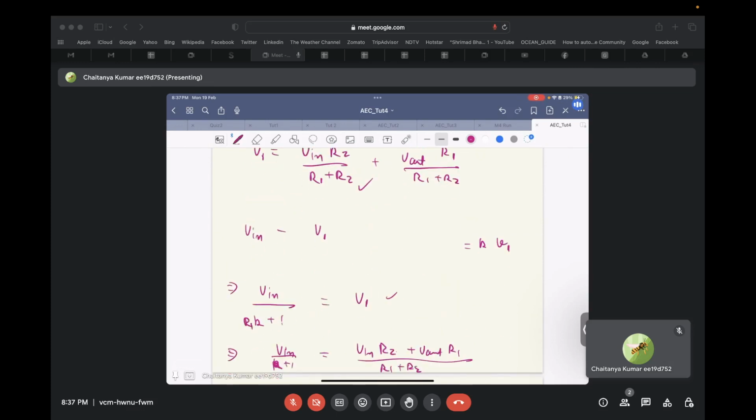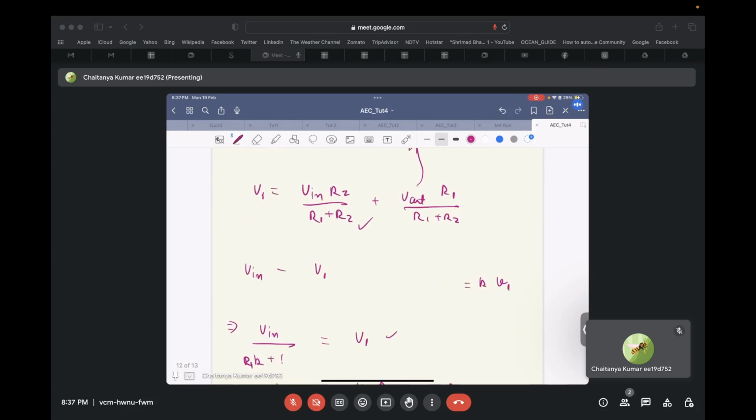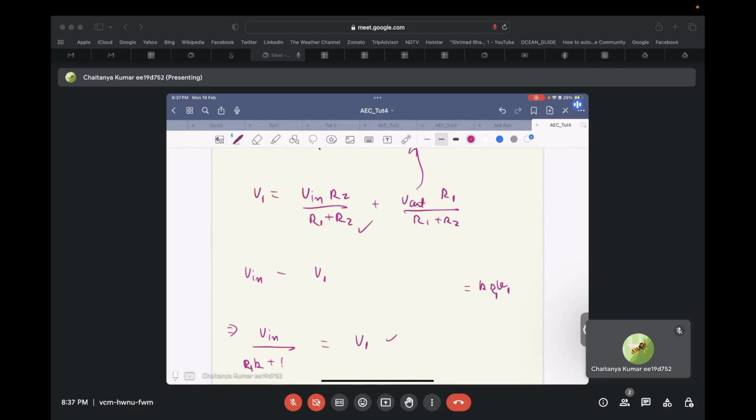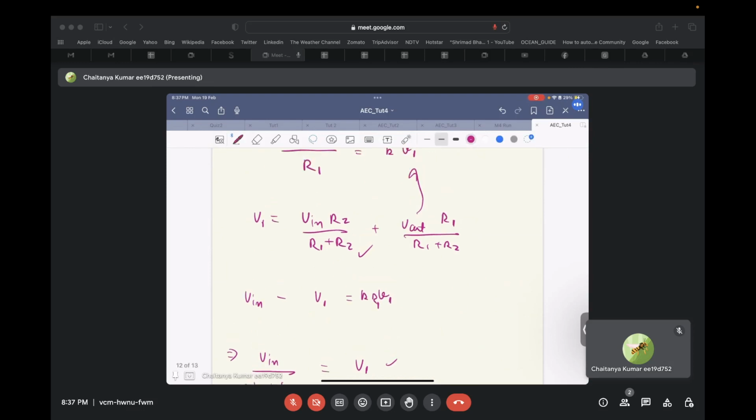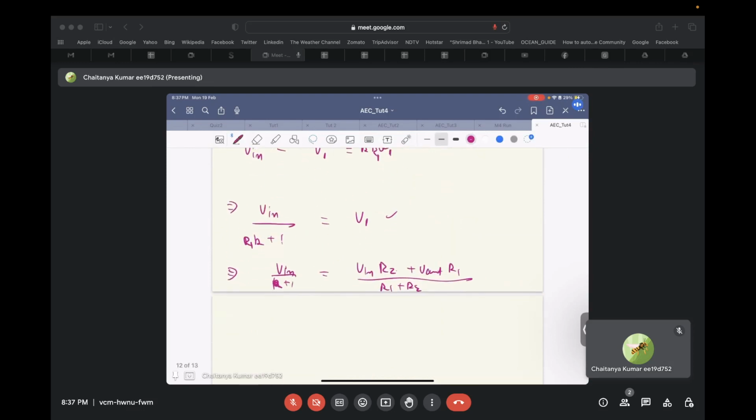This is K times R1, sorry. So V in times R1 plus R2 is equal to V in times R2 times R1 K plus 1 plus V out times R1 times R1 K plus 1.